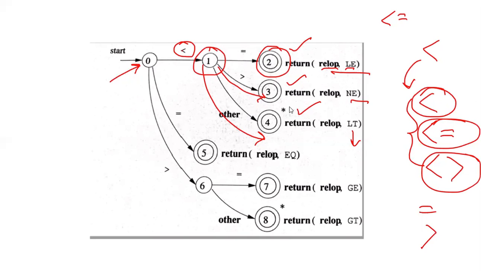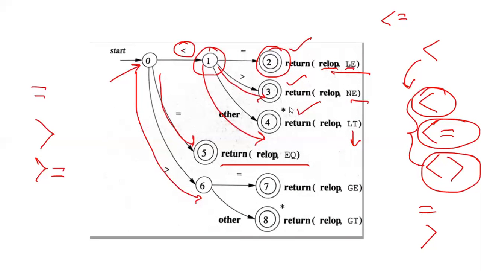Now if it is equal, there is only one. So if 0 is equal, then it returns EQ. If it sees greater than, then I can have again two options, simply only greater than or greater or equal to. So if I see greater than, I go to 6. From 6, if I see equal, I return greater or equal to. If I see anything else, then I return greater than symbol. So this is for your relational operators. This is the transition diagram for relational operators.